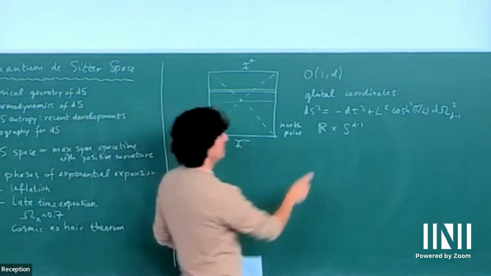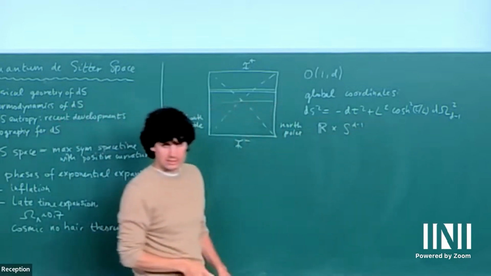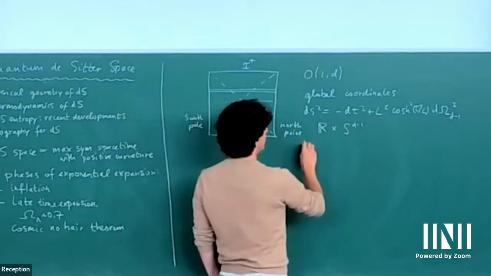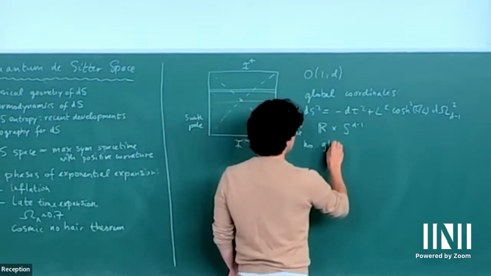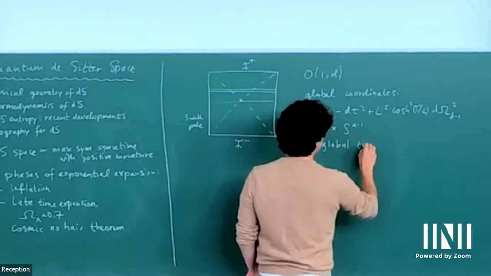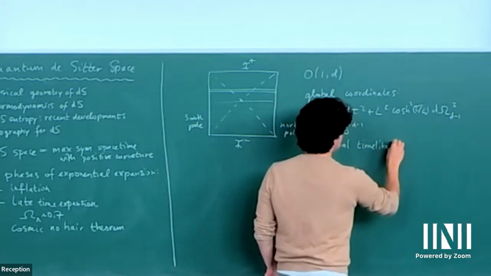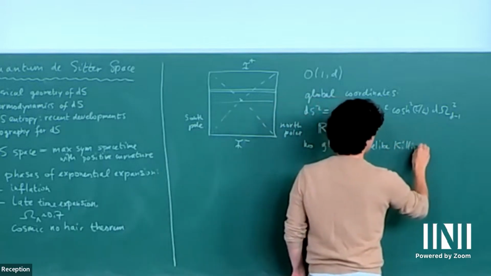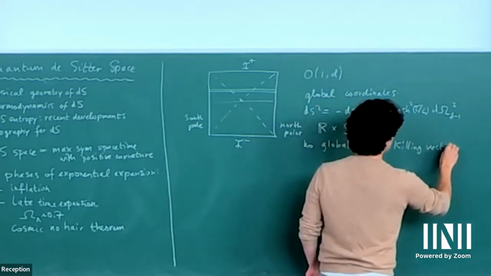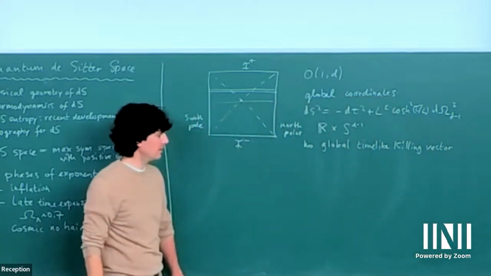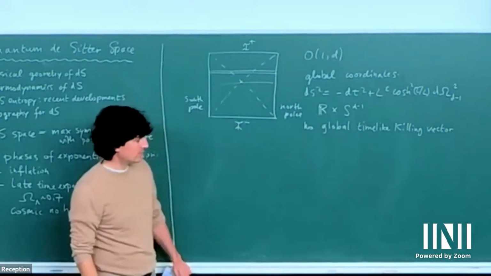And also note that this metric depends explicitly on time, so there is no global time-like Killing vector. This will have important consequences that we'll see later.